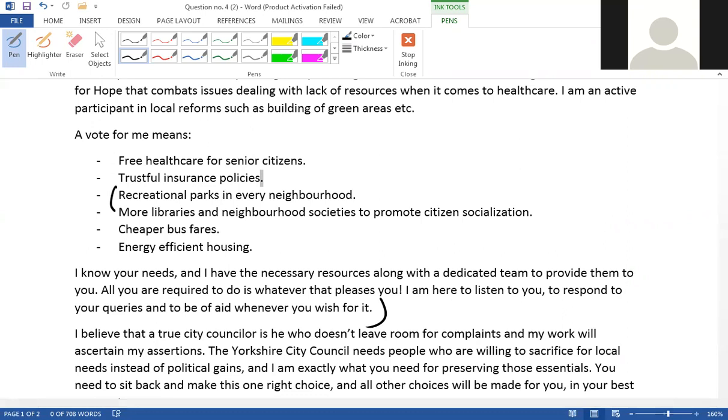I know your needs and I have the necessary resources along with the dedicated team to provide them to you. All you are required to do is whatever pleases you. I am here to listen to you, to respond to your queries, and to be of aid whenever you wish for it. Okay, this is the last paragraph. Complete this last paragraph, beta.